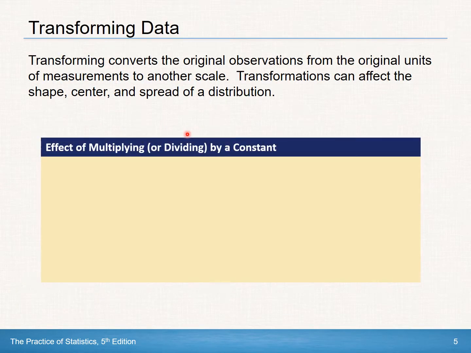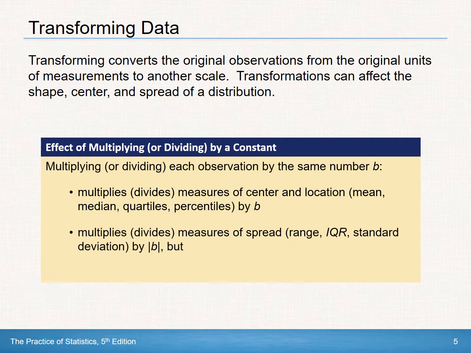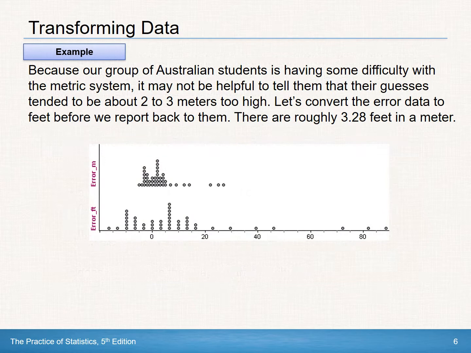Now, when we multiply or divide by a constant, then the measure of center and location will be multiplied by the same value, and the spread will be multiplied by the absolute value of B, but the shape of the distribution does not change. So multiplying, dividing does not change the shape. It does change the spread by the absolute value of B, and it also changes the center by multiplying by B. So here we are again.